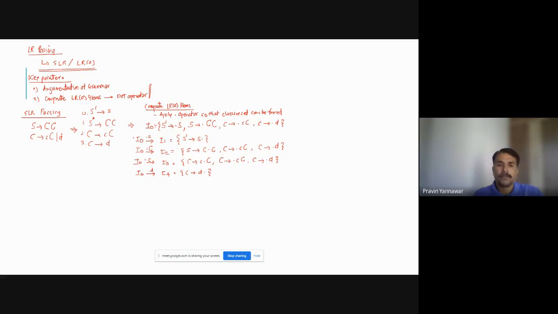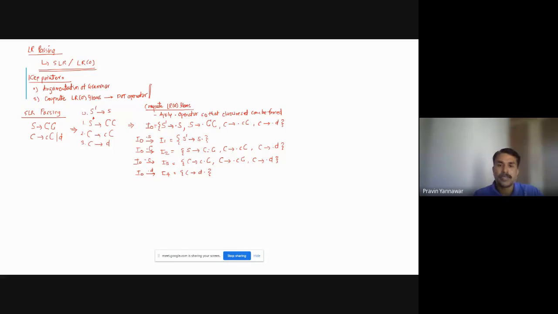Now once you have figured out I0, you need to see I1. So with I1, can I go with some input? No, because it is completely derived. S dash implies S dot. S dot means dot is after a non-terminal or variable, which means that the string is being produced from S, so we cannot proceed.